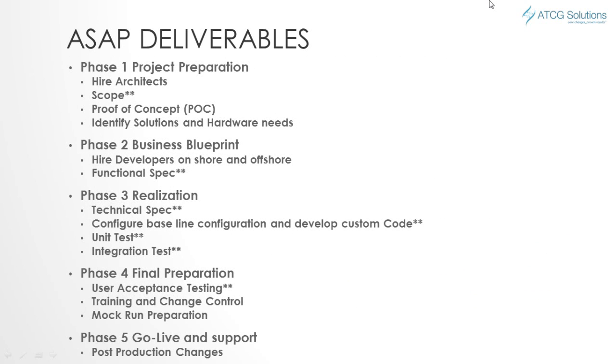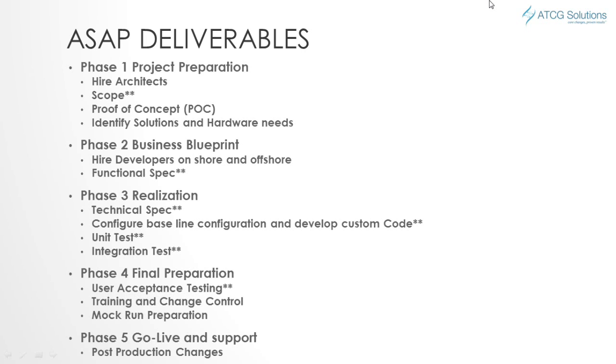ASAP deliveries. What are the deliverables in each phase? Phase 1, project preparation. Usually in this phase, you'll be hiring your architect. For example, if your scope is finance, HR, and operations, you will hire 3 architects, 1 architect for each area. These architects will get together and come up with a solution where they will also create a proof of concept to make sure these solutions will work together efficiently. Also, during this time, they will also give recommendation on hardware needs, such as RAM space.